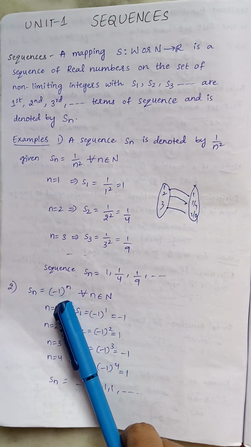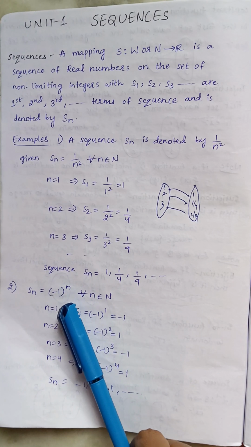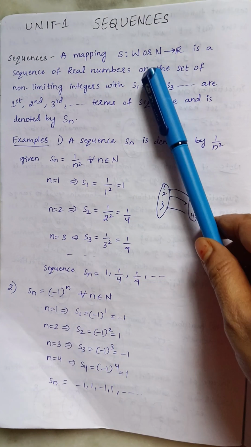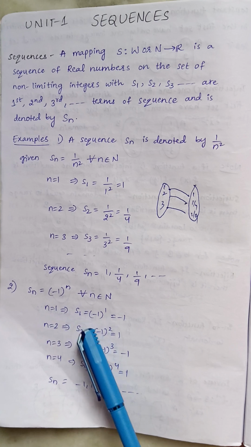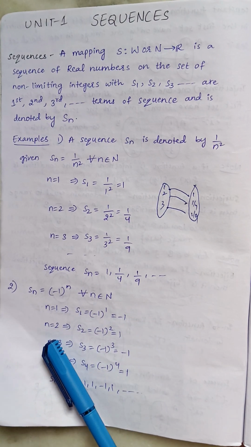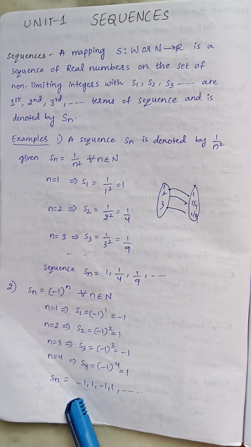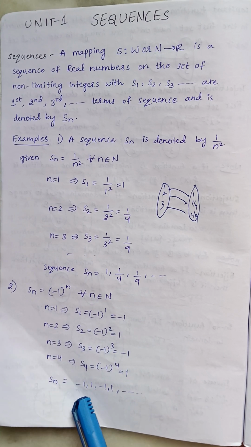Similarly, another nth term is given in the sequence. To find the elements, what do we have to do? The domain is natural numbers. So substitute n equal to 1, then we get minus 1, n equal to 2, 1, n equal to 3, minus 1, like this. So what are the sequence elements here? Minus 1, 1, minus 1, 1, like this.